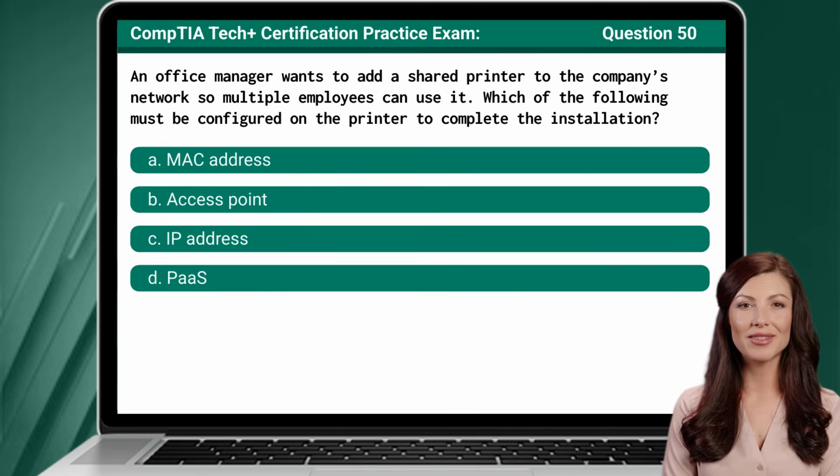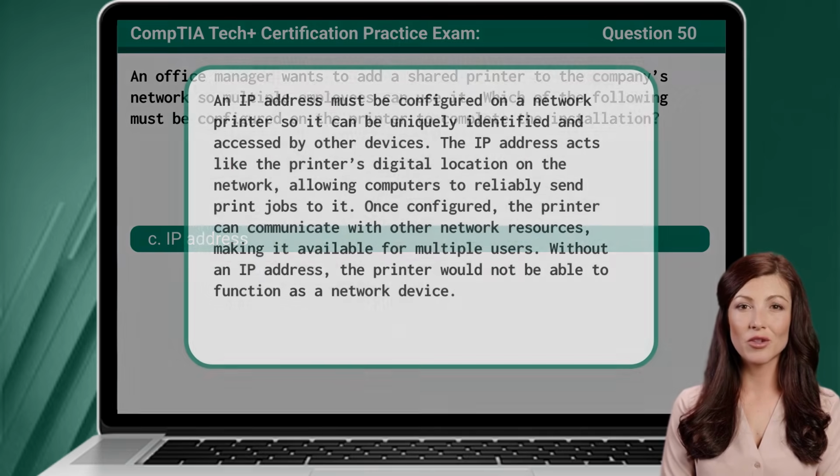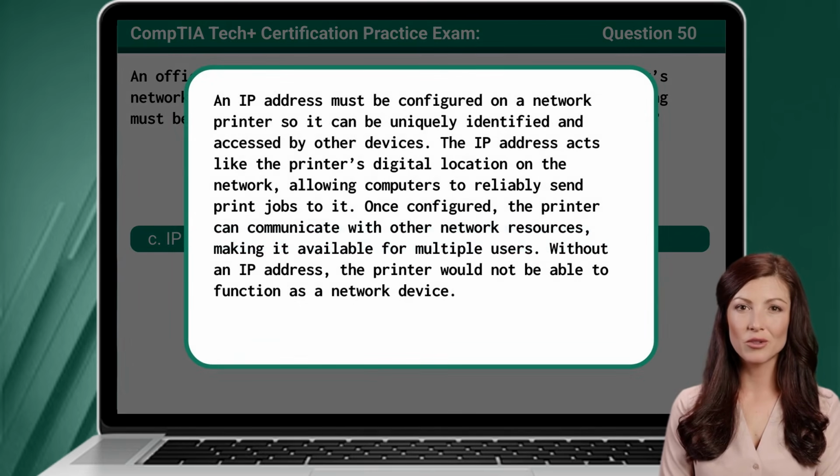The answer is C. IP address. An IP address must be configured on a network printer so it can be uniquely identified and accessed by other devices. The IP address acts like the printer's digital location on the network, allowing computers to reliably send print jobs to it. Once configured, the printer can communicate with other network resources, making it available for multiple users. Without an IP address, the printer would not be able to function as a network device.